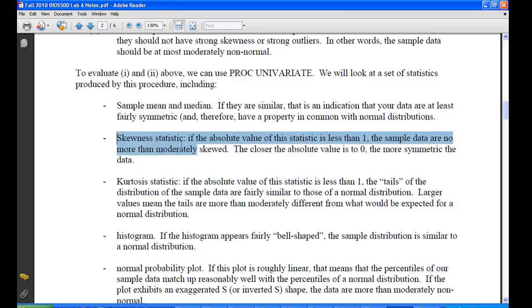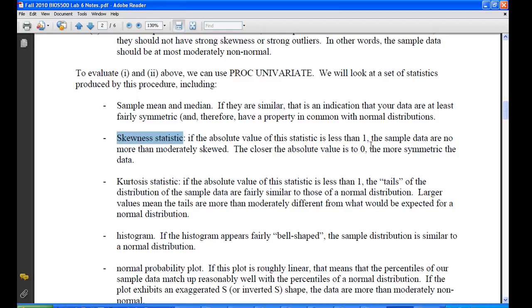One is the skewness statistic, which proc univariate prints out. We've briefly discussed this before. If the skewness statistic is less than 1 in absolute value, that suggests that your data come from a distribution that is no more than moderately asymmetric, no more than moderately skewed. And that's a good thing. So we're going to look for skewness statistics less than 1 in absolute value.